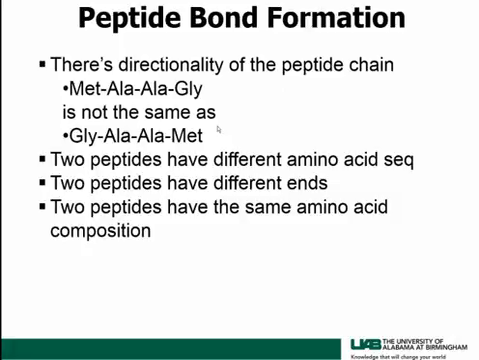Now, according to the amino acid components of these two oligopeptides, they are identical in their amino acid contents. However, these two oligopeptides are as different as night and day, because look at it. The amino terminus of the top one is methionine, whereas the amino terminus of the bottom one is glycine. The C terminus of the top is glycine. The C terminus of the bottom one is methionine.